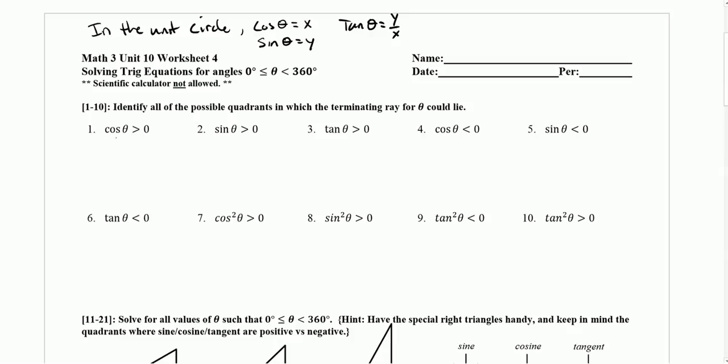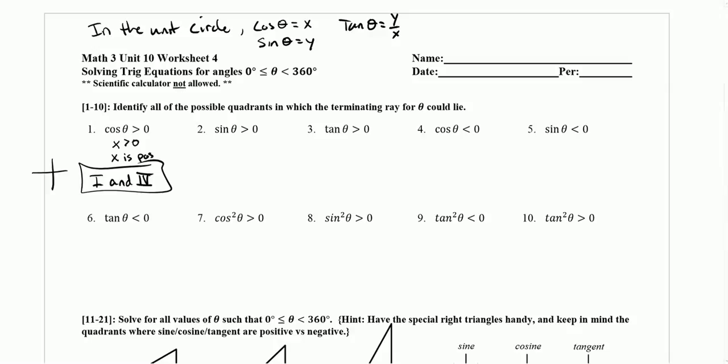Because when it says cosine of theta is greater than 0, that's telling us the x value is greater than 0, which means x is positive. So what quadrants is x positive? Well, x is positive on the right side of your graph, right? In quadrant 1 and quadrant 4. So 1 and 4 are the two quadrants in which cosine of theta is positive.